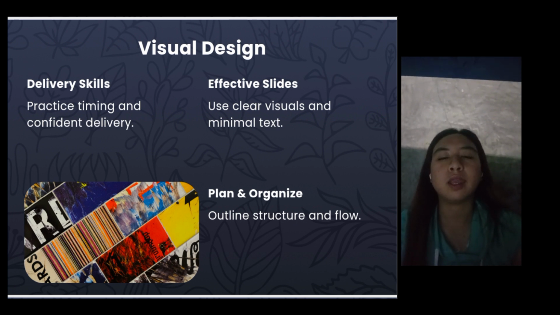Example, the second is effective slides. This is to prioritize easy to understand graphics over long blocks of text so the audience focuses on you, not the slides. For examples, the slides on implementations uses a horizontal timeline graphic with a colored block for each phase.